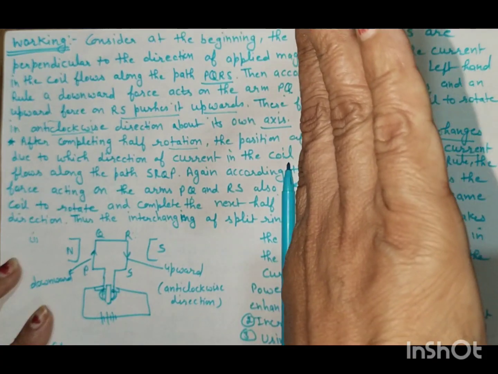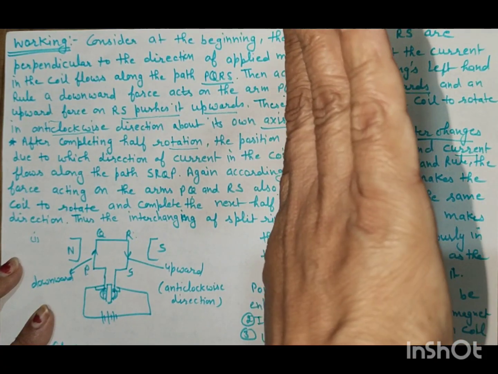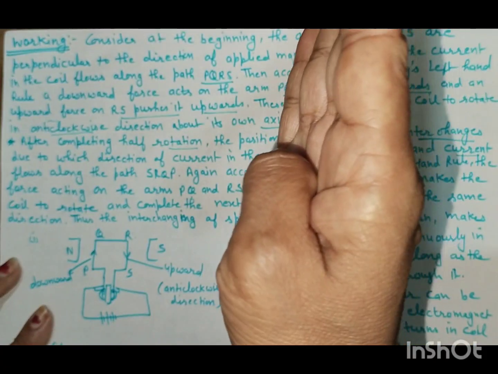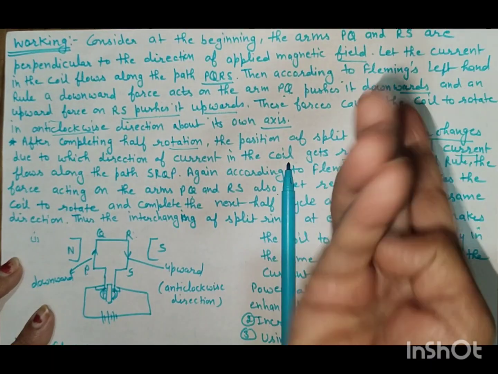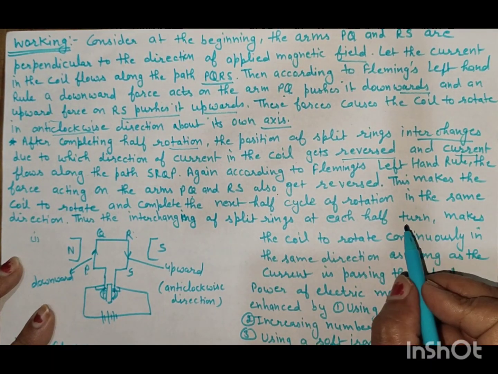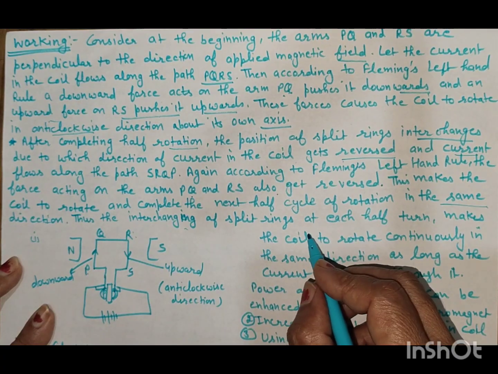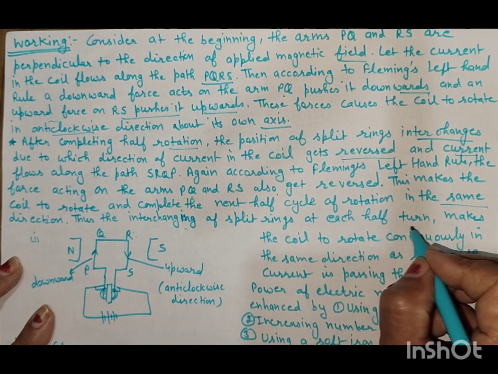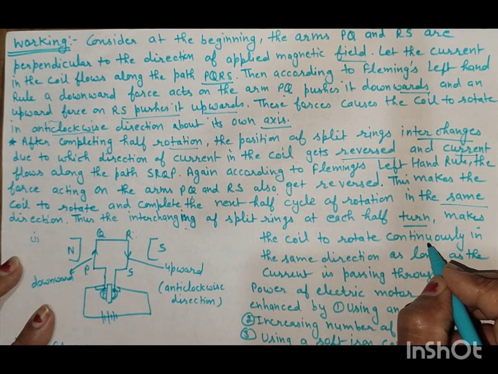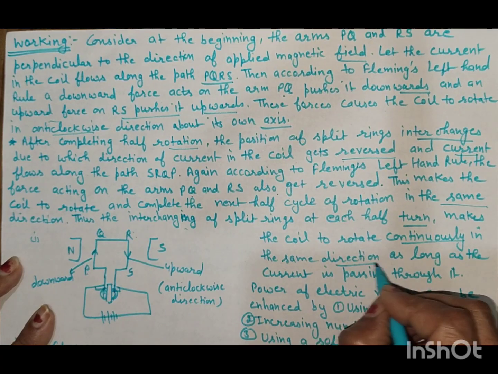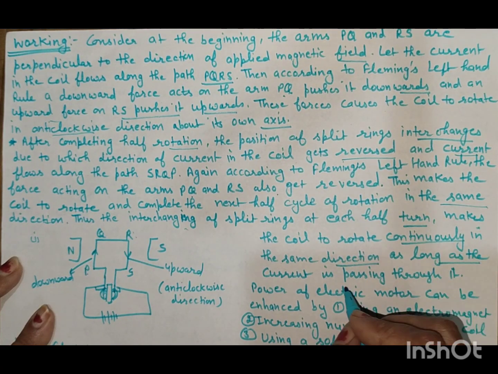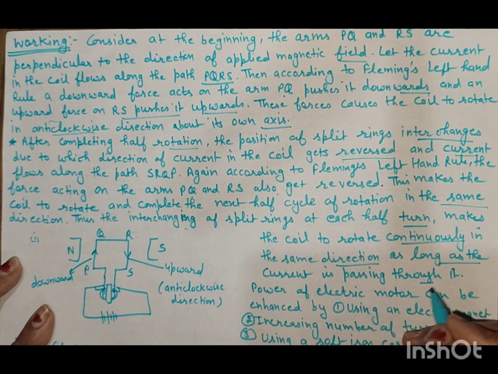First P and Q move downward, then it will change direction and complete its full rotation in the same direction. Thus the interchanging of the split rings at each half turn makes the coil rotate continuously in the same direction as long as the current is passing through it.